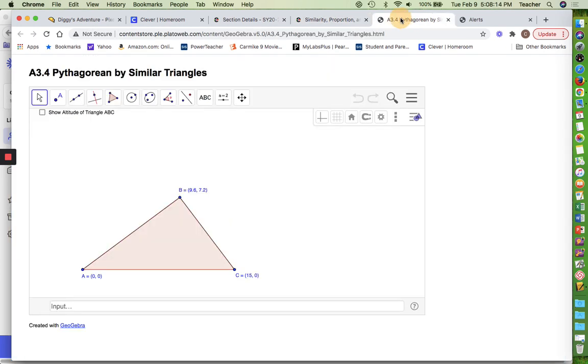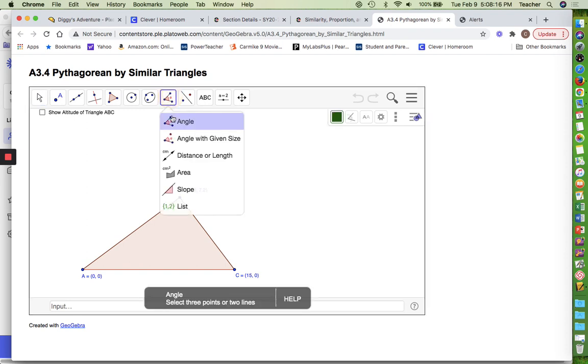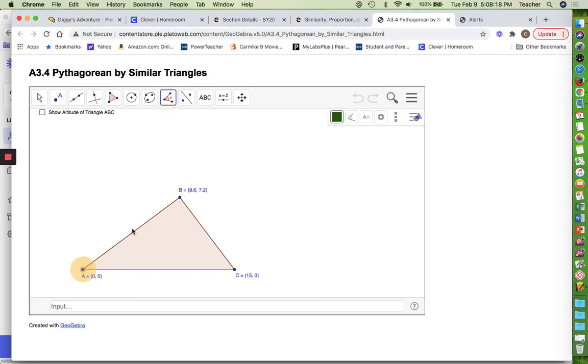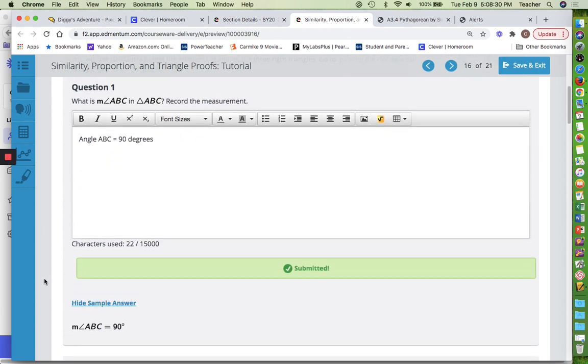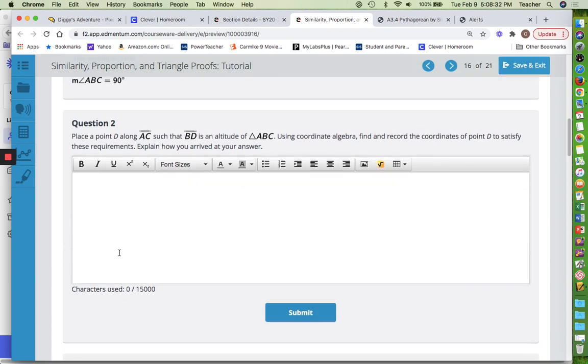Alright, angle ABC, fine. Come up here to angle. Click on A, B, C. It's a right angle, which means that's a right triangle. It is 90 degrees. Okay, that's an easy one. Question 2. Place a point D along AC such that BD is an altitude of triangle ABC.